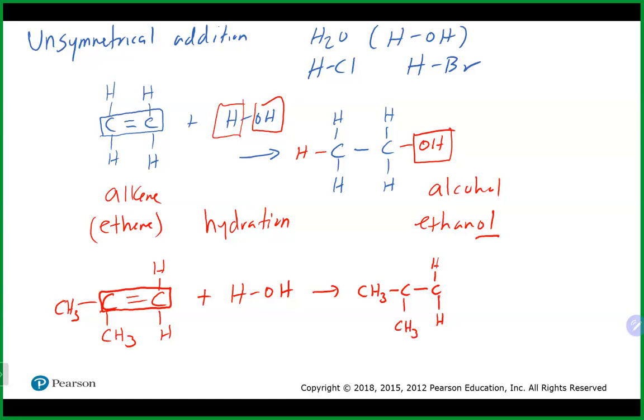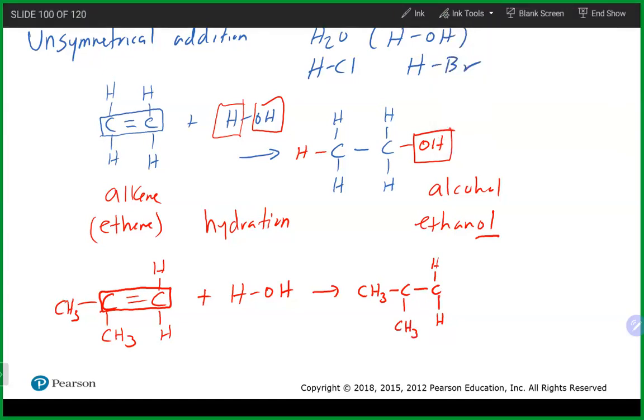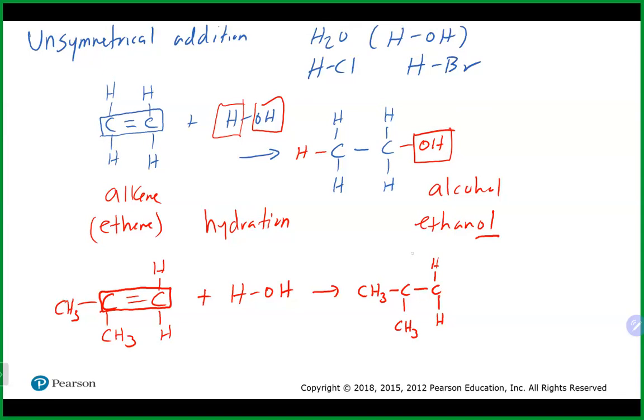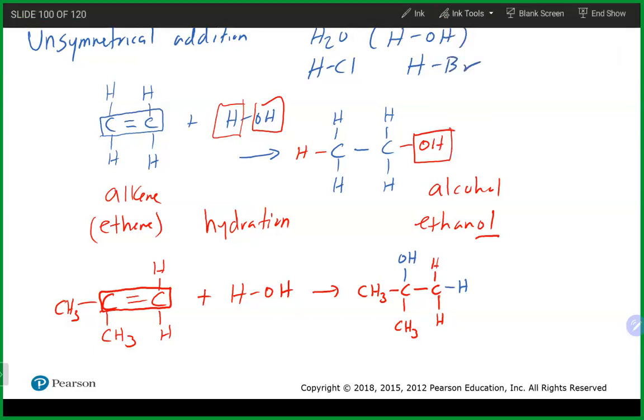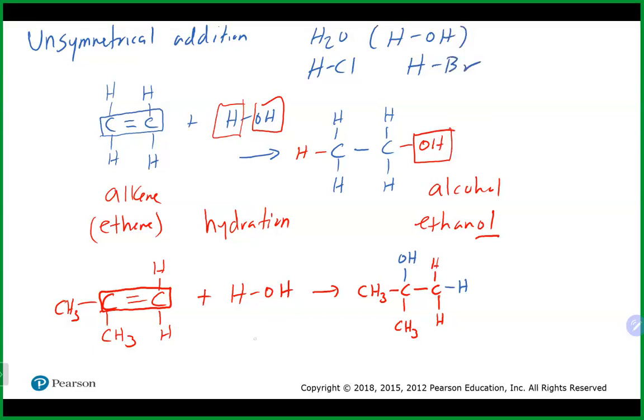And one option would be to put the OH group here and the H here. That would be one option. The other option would be the opposite. So if we did the opposite here, and again, just started with the exact same guy, just with a single bond.